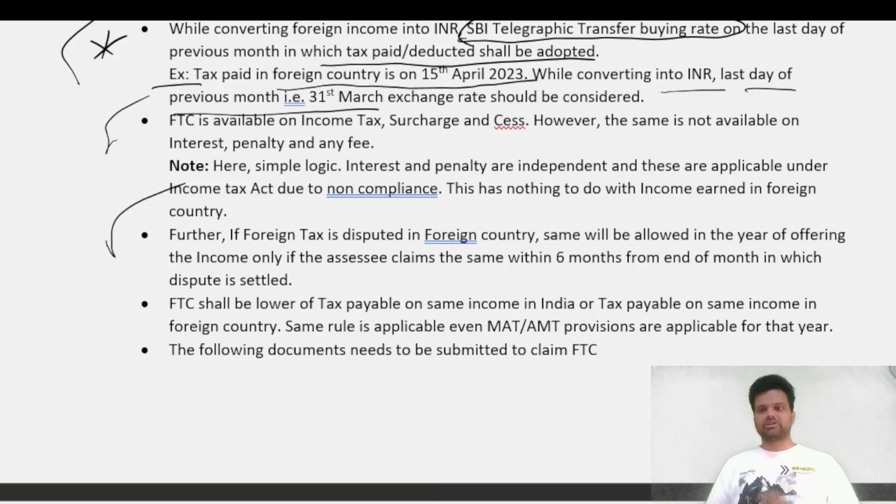Next point. Sometimes the SSC is liable to pay tax under MAT, that is MAT provisions, or AMT, alternate minimum tax. So in these kind of scenarios, whether the SSC is still able to claim the FTC credit, the answer is yes. Even if the tax is payable under MAT or AMT provisions, the SSC can still claim the FTC credit.